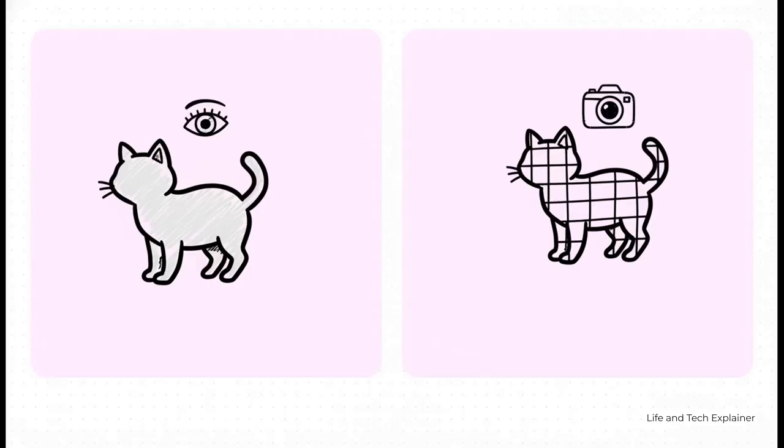When we look at a furry little cat, we just see, well, a cat. But the machine? It sees a giant digital mosaic. It literally just sees a massive spreadsheet. Every single pixel in an image is represented by numbers, specifically red, green, and blue, or RGB values. It doesn't see fur or whiskers. It sees a grid of millions of numbers ranging from 0 to 255.